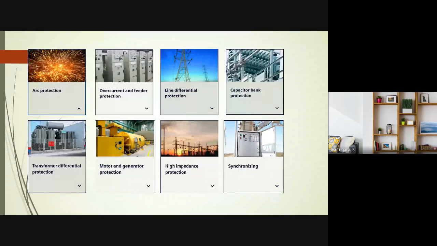So for capacitor banks, why are capacitor banks used in industry? Why is a capacitor required? Can someone confirm why capacitor panels are used in the industry? Why do capacitor banks have to be part of the system?